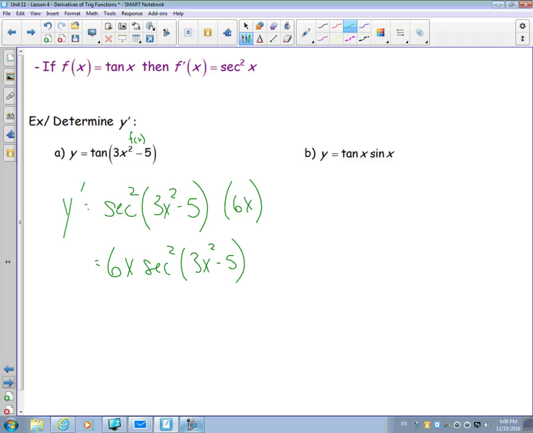Yeah, try the next one. Y equals tan x. Well, the derivative of tan x is secant squared. So if I think of this as f and g, derivative of f is secant squared times g plus derivative of g, which would be cos x, times the original one. Now, nothing wrong with that, but we often will change things by simplifying using identities.